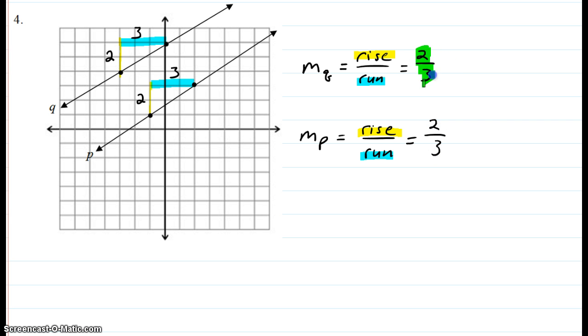So now as you look at these, they are identical, they're the same. So two lines that have the same slope are parallel.